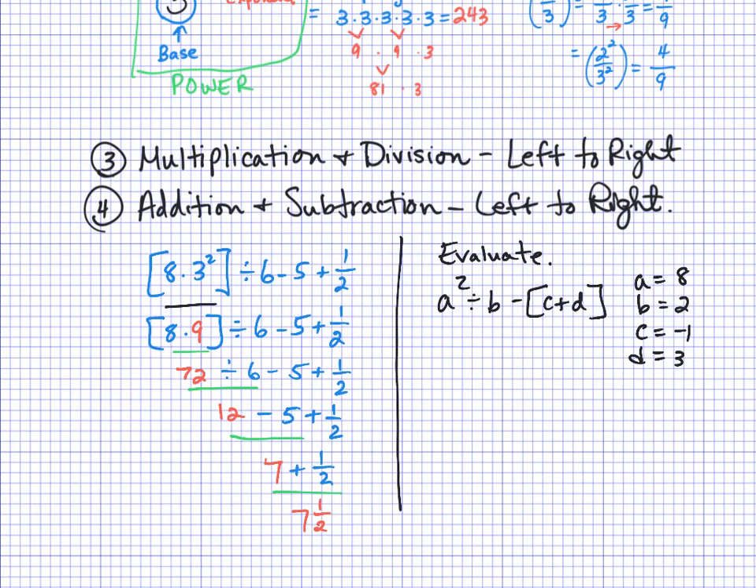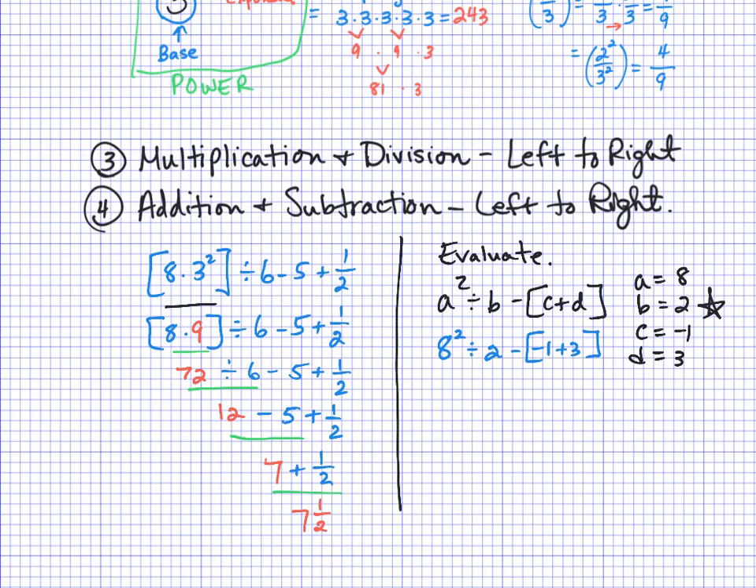So I have a squared divided by b minus the quantity c plus d. And then over on the side here, I give you what the actual values of a, b, c, and d are. So the first thing we're going to do is substitute and rewrite what the expression tells us. So we have 8 squared divided by 2 minus, parentheses, -1 plus 3. All I did was substitute the numbers that were given to me into the expression. And now I'm going to go ahead and use the order of operations to help me out.